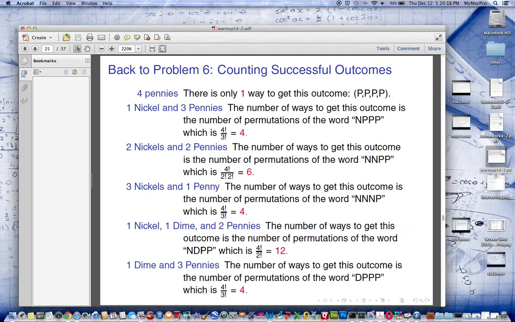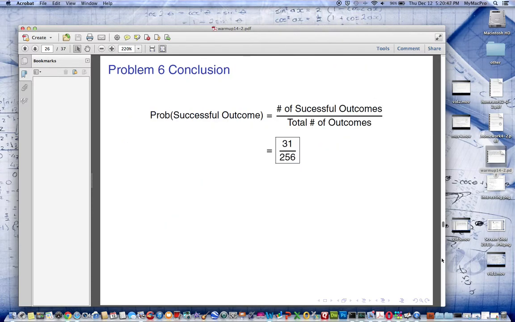How about 1 dime? If I have 1 dime, 10, I can only have 3 pennies, right? We already covered 1 dime and 1 nickel. So the only other way is 3 pennies. So D and 3 P's, so 4. So how many are there? 4, 12, 4, 6, 4. So 10, 14, 26, 4 more, 30. And plus 1 for all pennies, right? 31. So it's going to be 31 over 256.